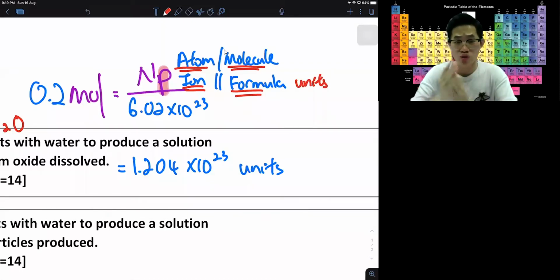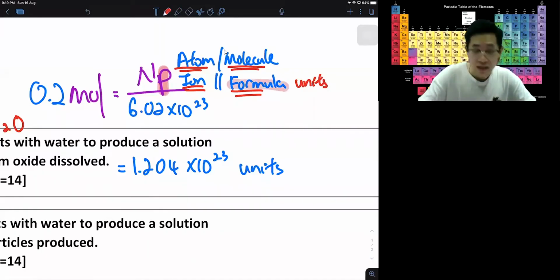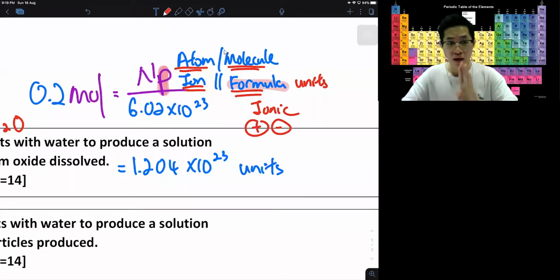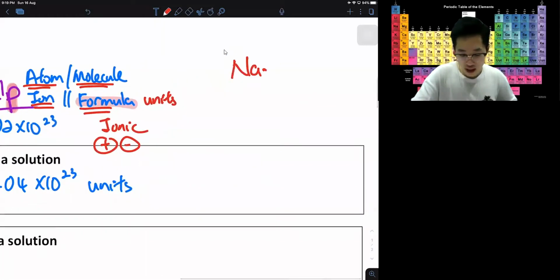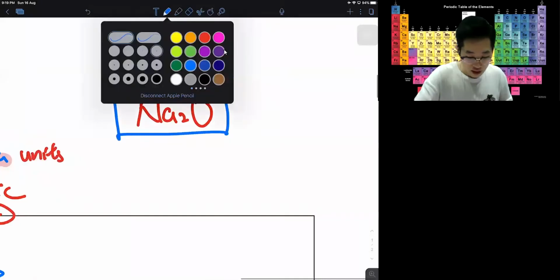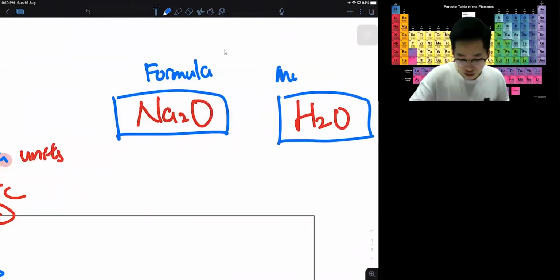How do I know which one should be molecule, ion, atom, or formula? Formula is for ionic compound. What is the meaning of ionic compound? Metal and non-metal, they are made out of ions. It's called formula. You cannot write ion because this whole thing is called a formula unit. Just like H2O, which will be called a molecule.